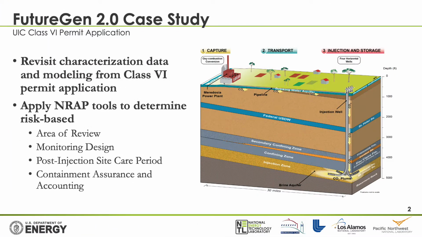As part of NRAP's Task 5, we revisited characterization data and modeling from the UIC Class 6 permit application for the FutureGen 2.0 site. We've used this as a test case to apply NRAP tools to determine risk-based area of review, monitoring design, post-injection site care period, and containment assurance and accounting.